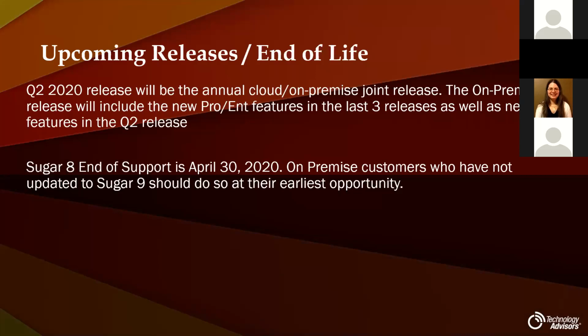And also, if you are on premise, a reminder that Sugar 8 end of life or end of support is coming in April as well. That is 2 years after Sugar 8 was released. So if you have not already updated to Sugar 9, you should do that at your earliest opportunity, as Sugar 8 will no longer have any support, including any security patches, past April 30th.